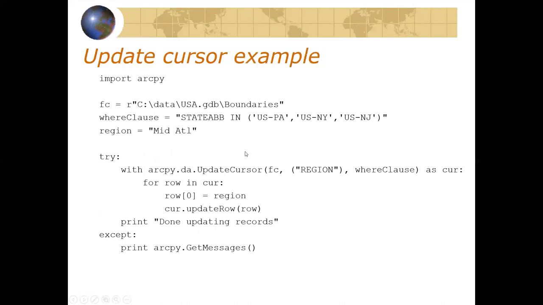And basically what I want to do in this example is, these are states. I want to set a region column in this attribute table to Mid-Atlantic for the states of Pennsylvania, New York, and New Jersey. All right. So I set up an update cursor.